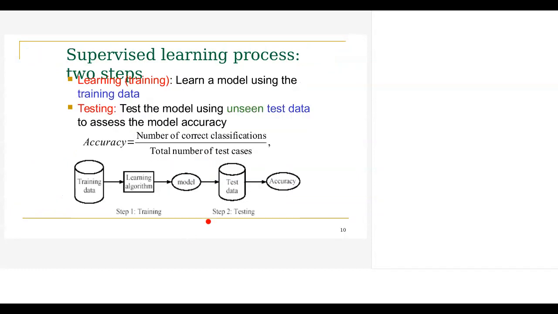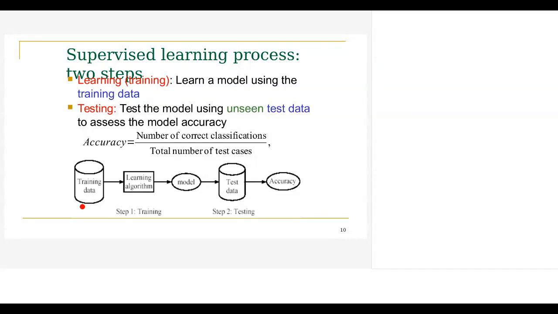So the supervised learning process has two steps. One is learning, meaning training on the data, and the other is testing the data. What is learning? Learn a model using the training data, meaning the pre-existing data. We have seen in the slide the data of 15 clients, whether we want to approve or not approve the application. That is the training data.